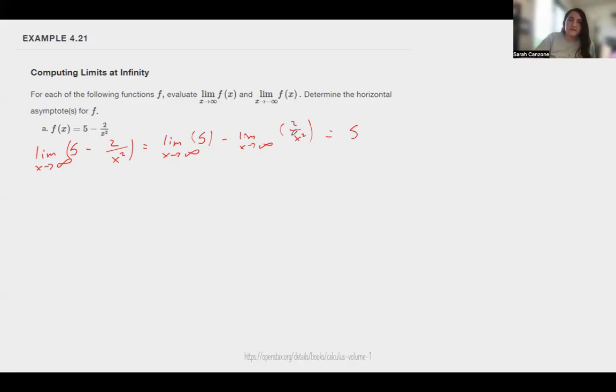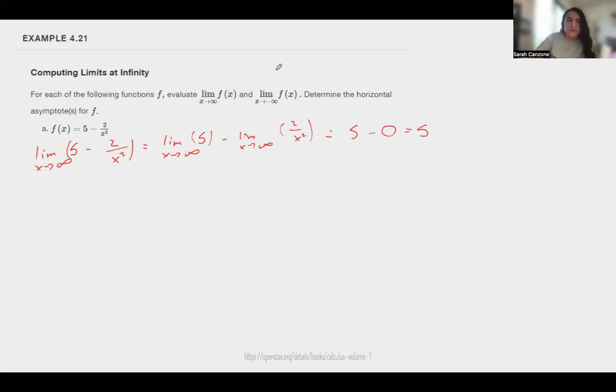And so anytime you have a very, very large number, like 2 over x as x approaches infinity, or x squared or anything of that sort, your answer is going to be 0. The limit will tend towards 0. And so you have 5 minus 0. And so your answer is going to be 5.